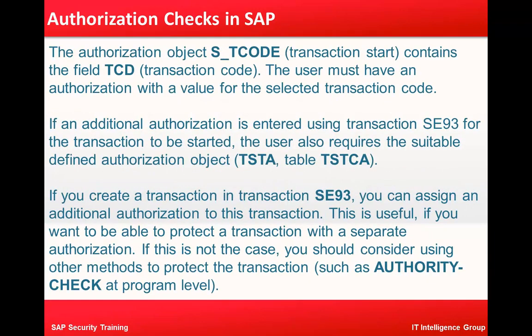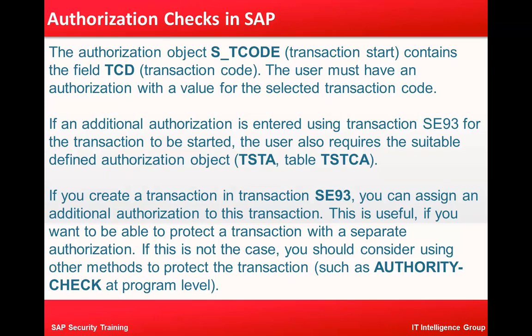The next thing is the authorization object S_TCODE, which contains the field TCD. The user must have an authorization with a value for the selected T code. So that is the second check we found: the user should have the authorization for the T code. Basically, he should have those roles.